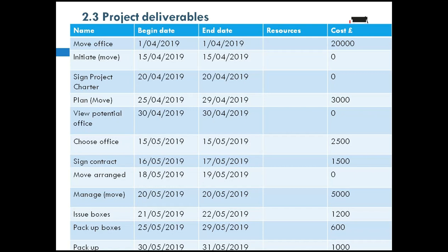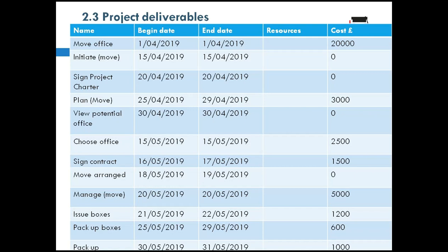Apart from that, if you decide to choose an office, the choice will be by 15th of May. And making the choice is going to cost about 2,500 with fees here and there. And then you sign the contract on the 16th of May. So by 17th, contract is signed. Maybe it's going to cost you about 1,500.